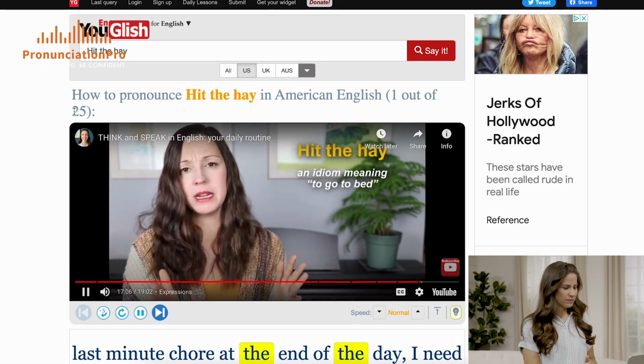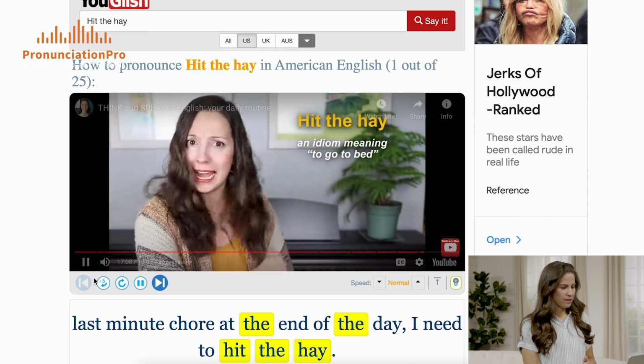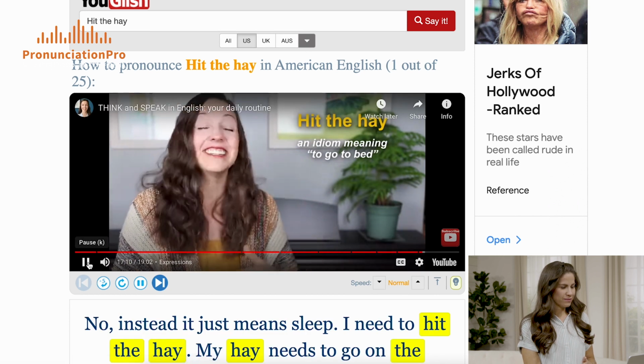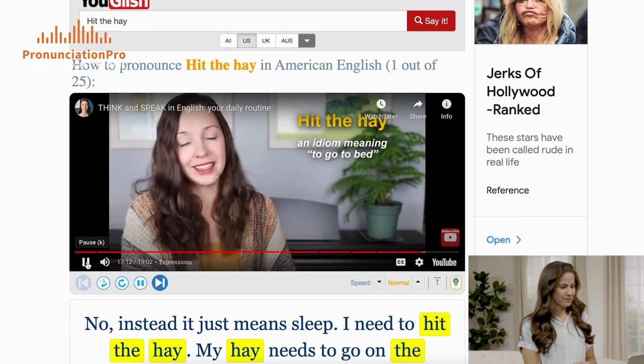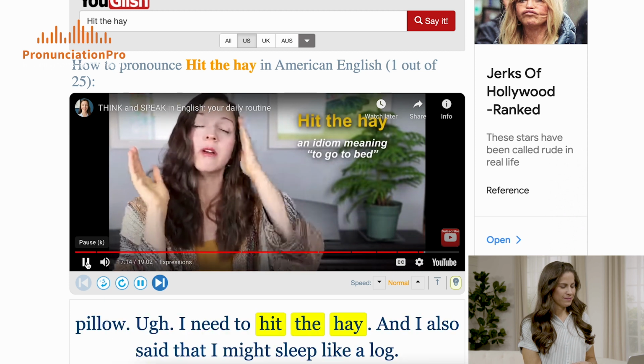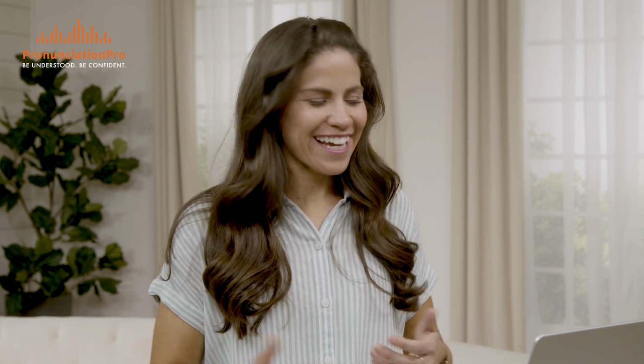I have a last-minute chore at the end of the day. I need to hit the hay. No, instead it just means sleep. I need to hit the hay. My head needs to go on the pillow. I need to hit the hay. Well, great. She's explaining it too. So hit the hay is a phrase of just go to sleep.